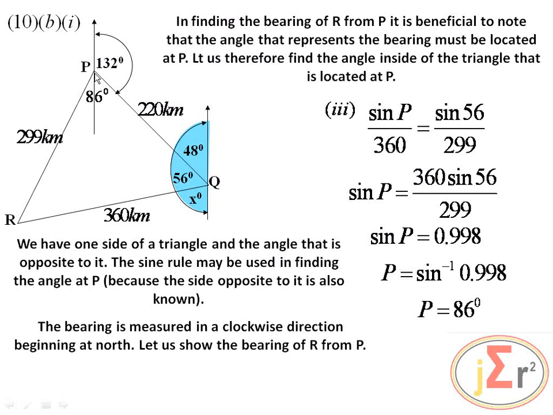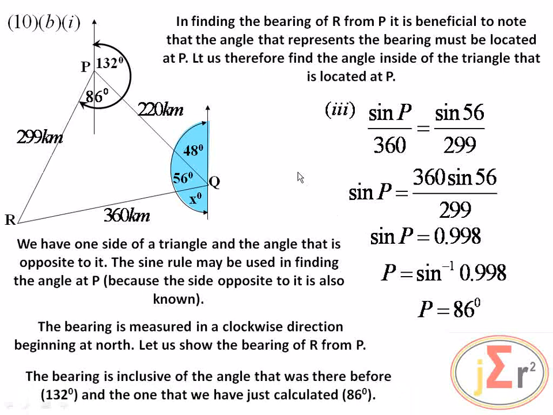So here we have north. Clockwise direction beginning at north, we go all the way like this until we encounter the line that goes from R to P, which is this one, and that is the angle that represents the bearing. Therefore, let me take a look at that first. This is 132 and then this one is 86. So we put those together and we have the bearing of R from P.